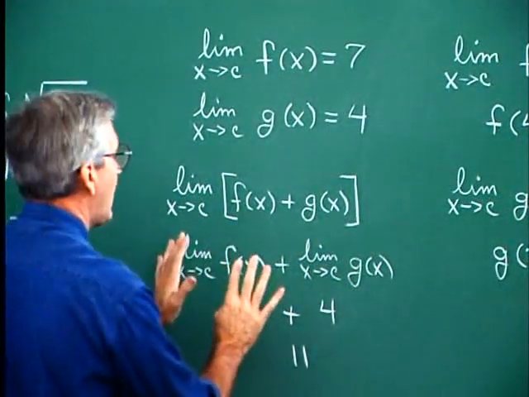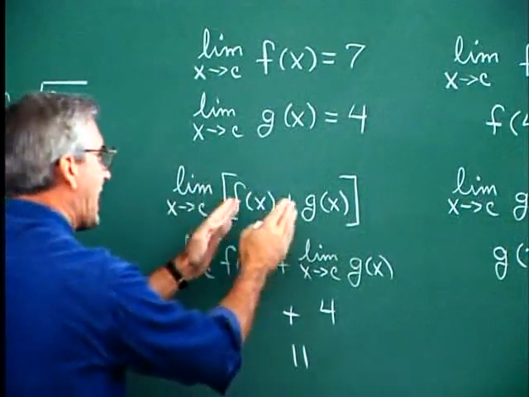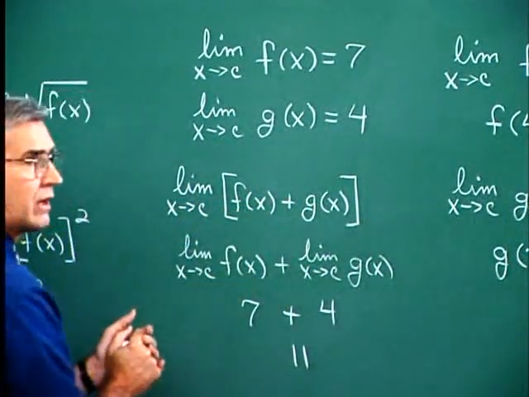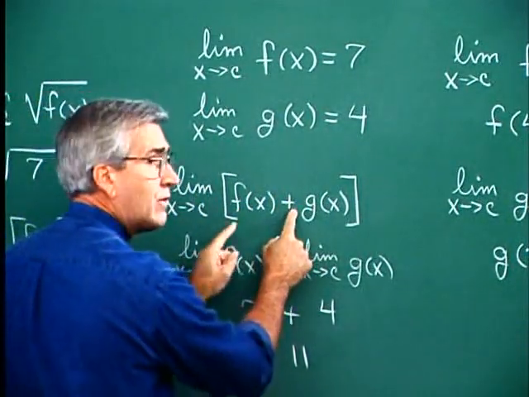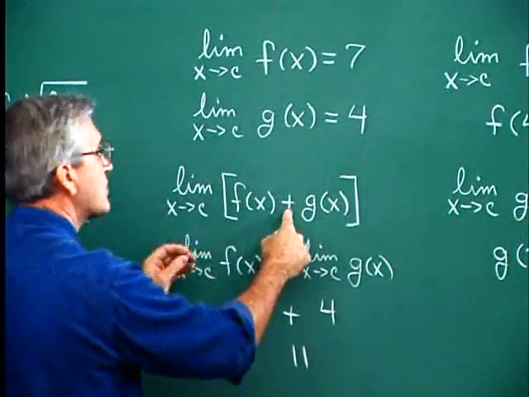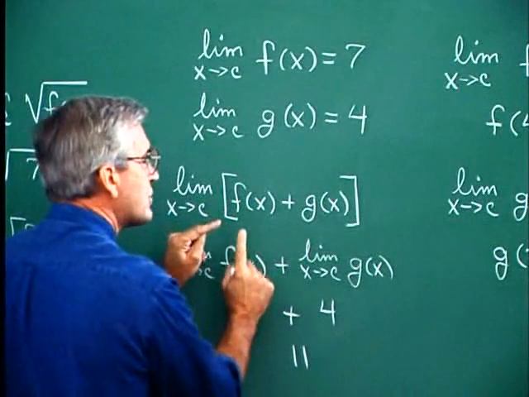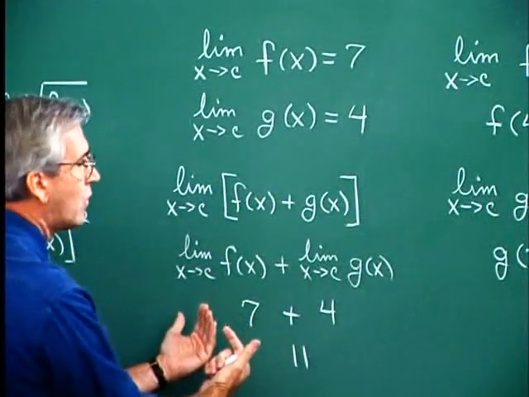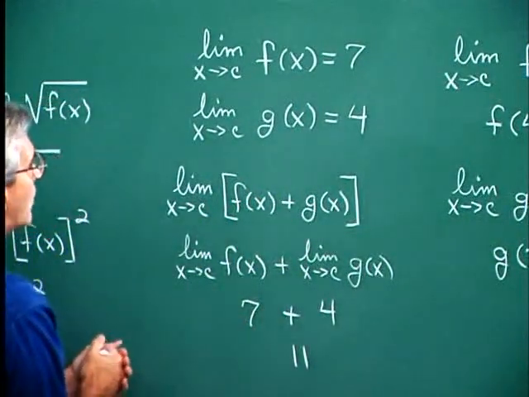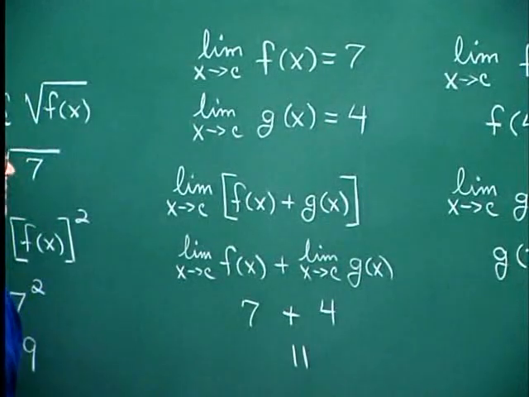And in a similar way, we could think of subtraction of the two functions. We could think of multiplication of the two functions. If it was f of x times g of x, it would be 7 times 4. If it was f of x over g of x, it would be 7 divided by 4, 7 over 4, for the result.